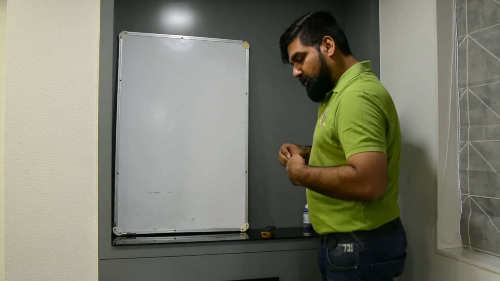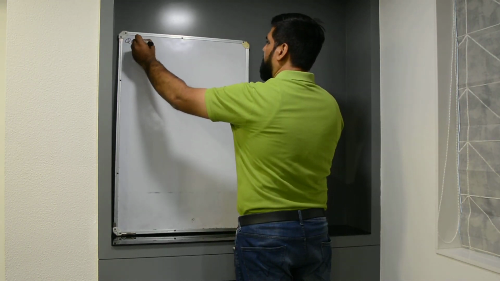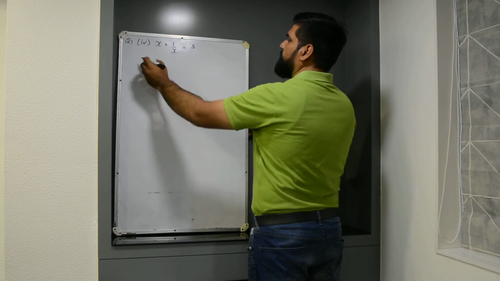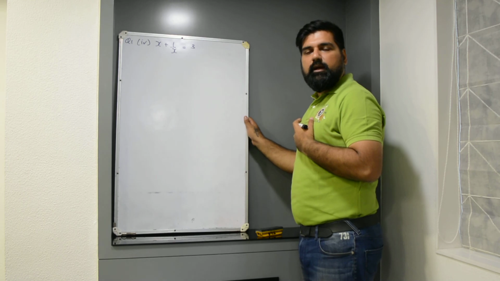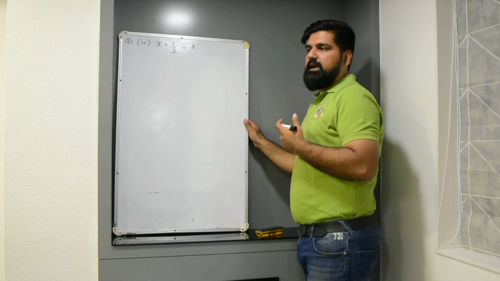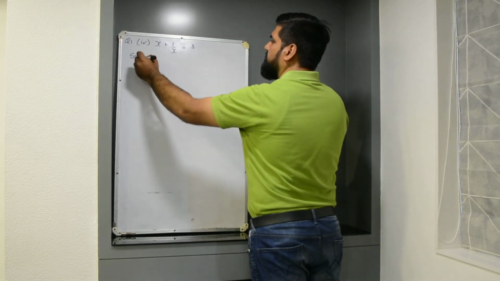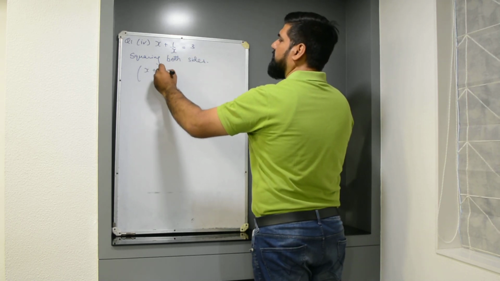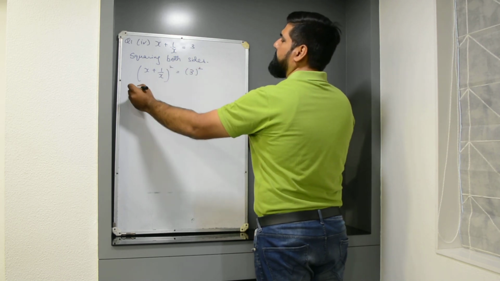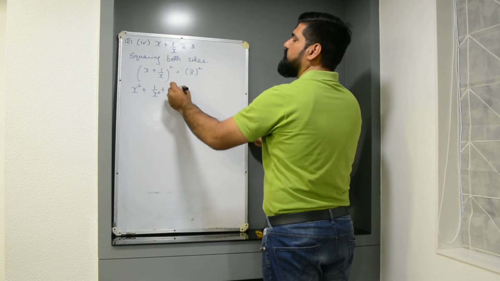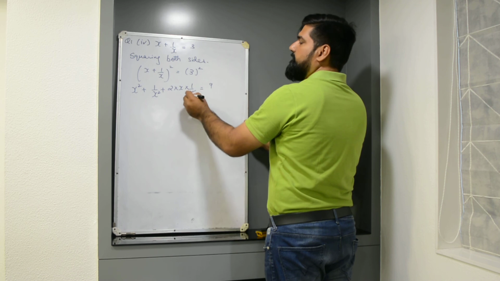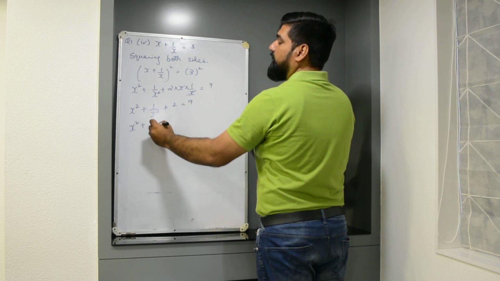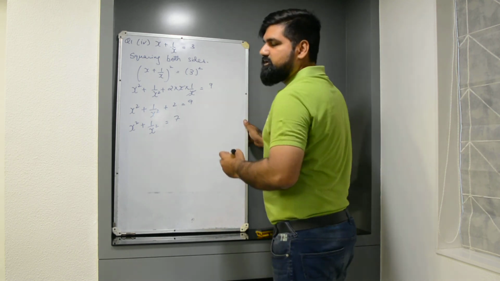Like, the fourth question we have is question 1, fourth part. If x plus 1 by x is equal to 3, we need to find the value of x squared plus 1 by x squared and x raised to 4 plus 1 by x raised to 4. So what we'll do, we'll be squaring both sides, so it will become x plus 1 by x whole square is equal to 3 square. So x square plus 1 by x square plus 2 into x into 1 by x is equal to 9. This will get cut. So x square plus 1 by x square plus 2 is equal to 9. So x square plus 1 by x square will be equal to 7. 9 minus 2 is 7.